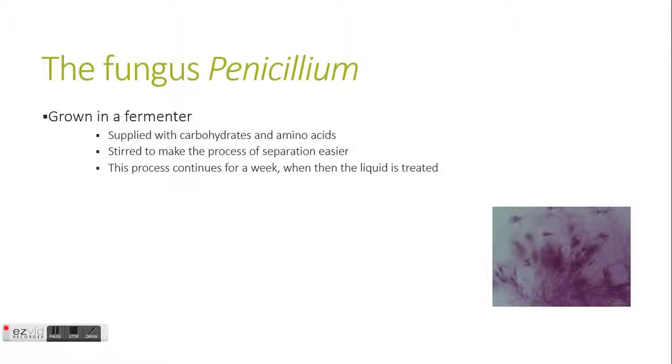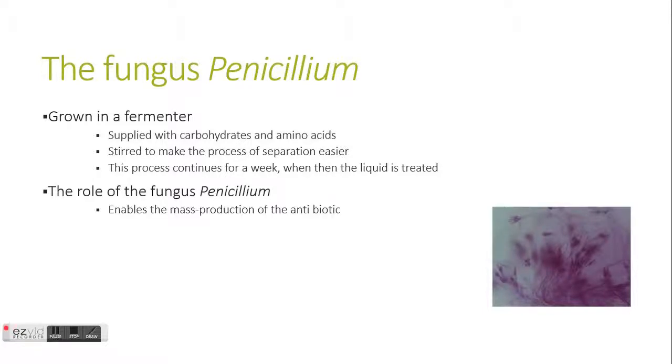This process of production continues for a week, when the liquid is then treated so that it has a higher concentration of penicillin than other materials that they don't want. The key role of the fungus Penicillium in the production is that it enables the mass production of the antibiotic in a reasonably smaller space and at a faster rate than in nature.